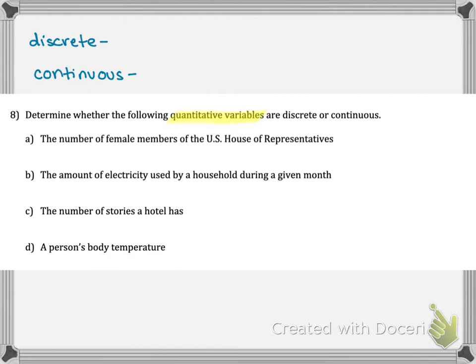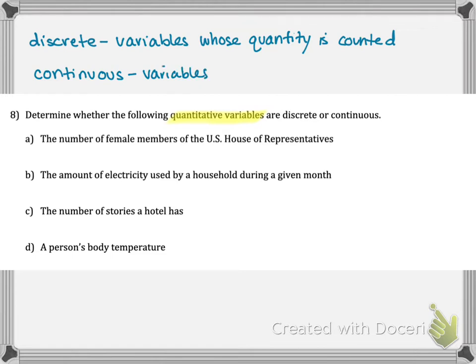Okay, so discrete variables are variables whose quantity is counted, and continuous variables are variables whose quantity is measured. So typically with some kind of measuring device, right? We can't usually measure something without a ruler, a tape measure, a thermometer, or something like that, okay?